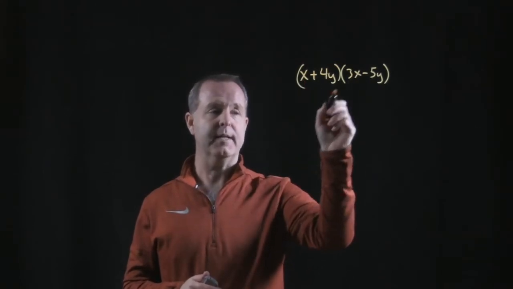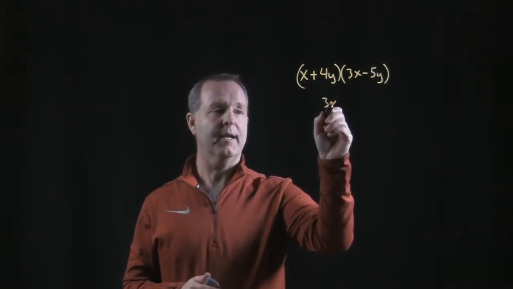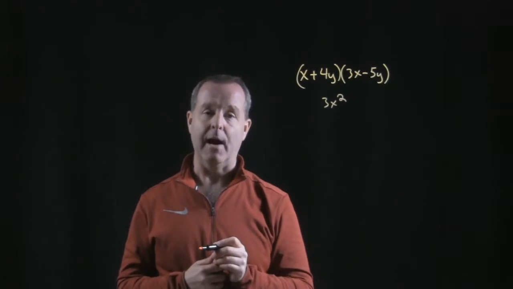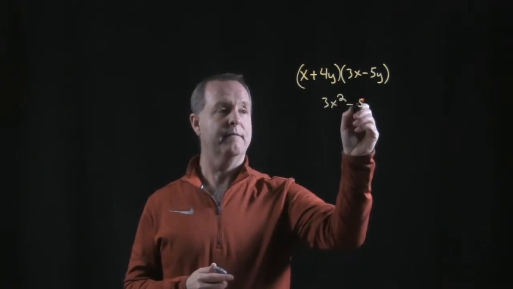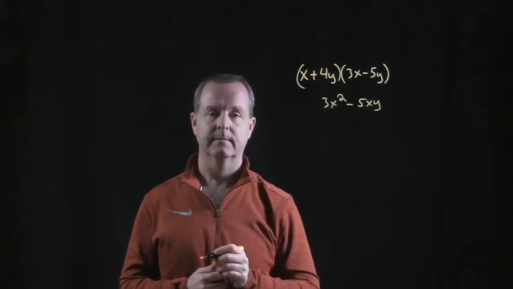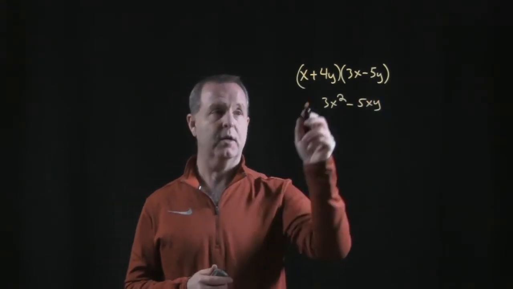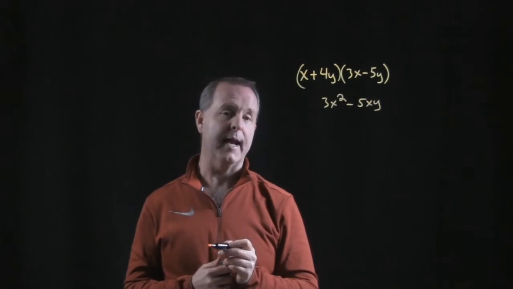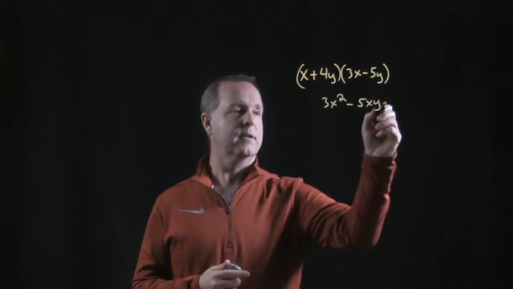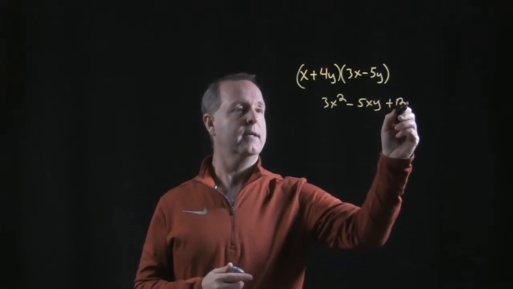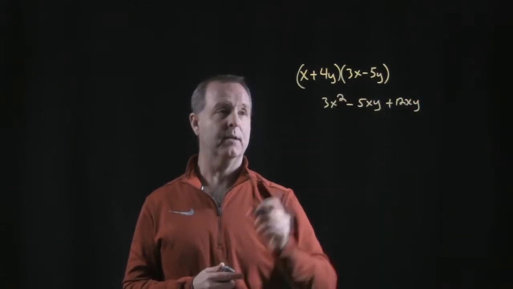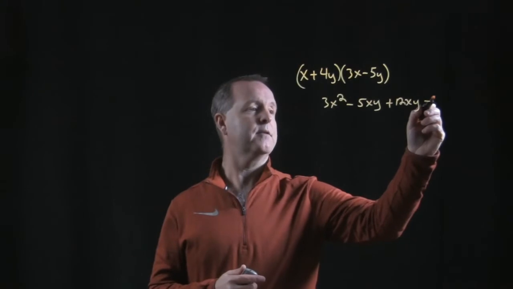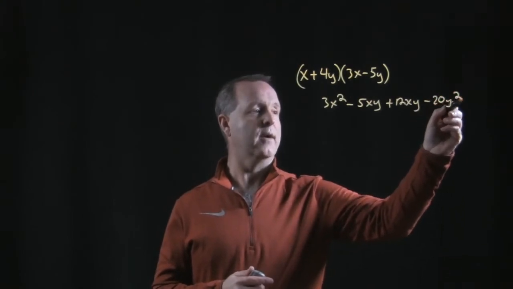So x times 3x produces a 3x squared. Outer terms, x times a negative 5y produces a negative 5xy. My inside or inner terms, 4y times a 3x. That's right, a positive 12xy. And last term times last term produces a negative 20y squared.